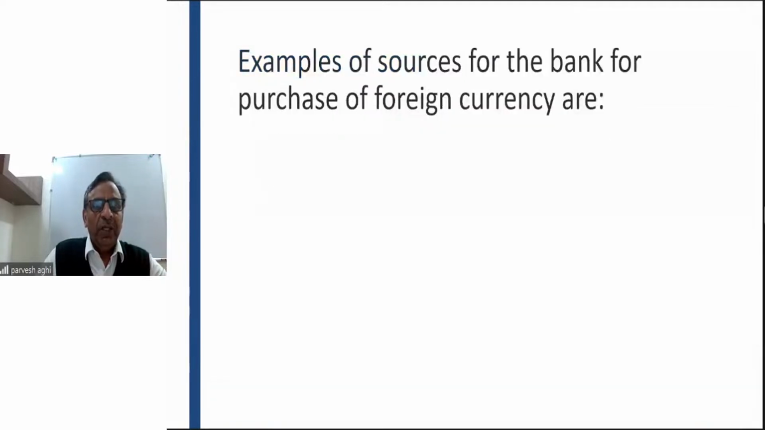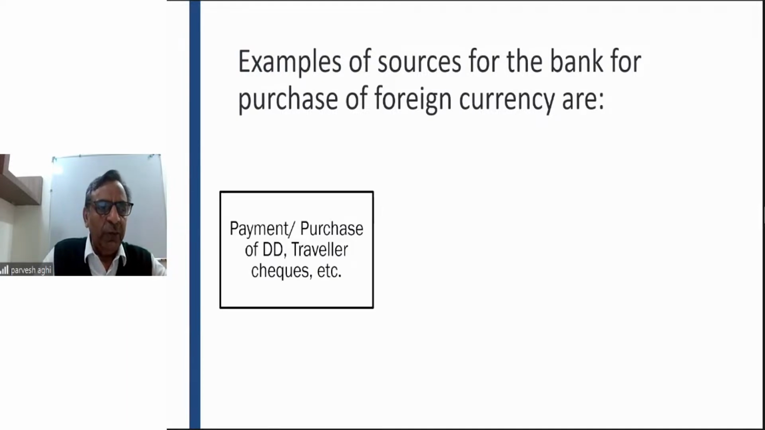Okay. Now, examples of sources for banks for purchase of foreign currency. Let's look at some examples, like purchase of a DD. Somebody comes and purchases a DD from the bank, which he has to remit to a foreign customer or supplier. So it can be a DD, and this is basically an exposure to the bank.